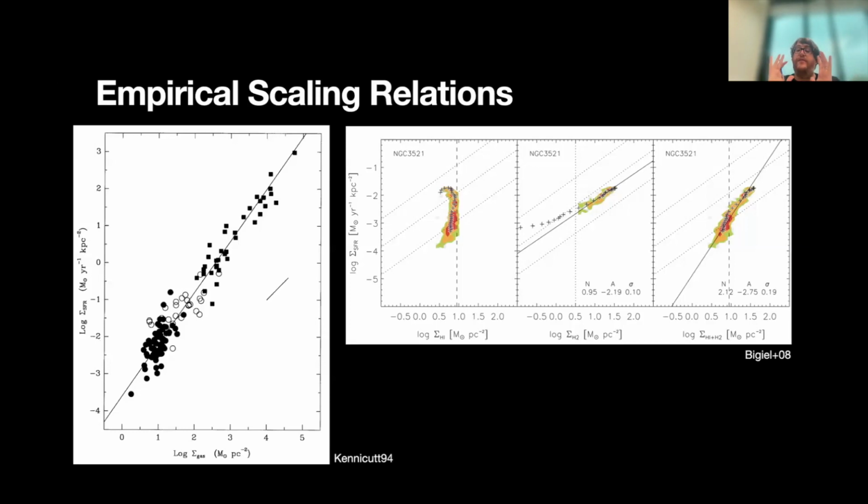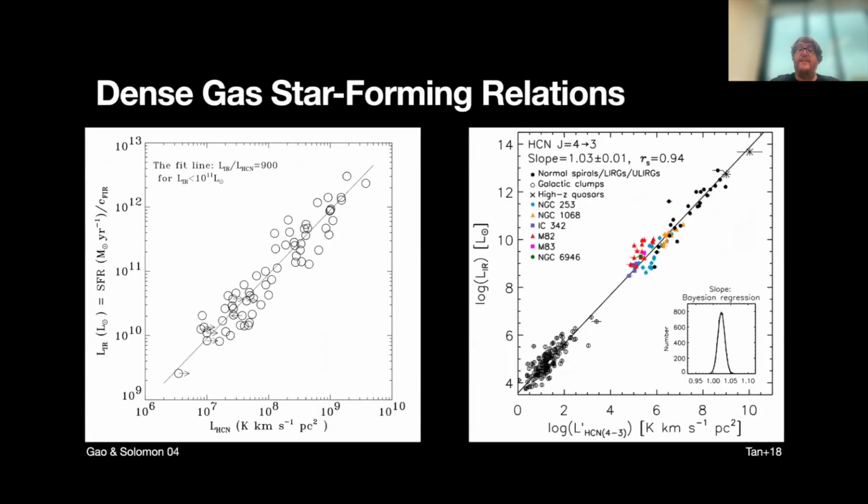But when you start to split it up into its constituent parts, its atomic and its molecular gas, this relationship doesn't hold. And again, I mentioned earlier that it doesn't hold at smaller size scales. But when we use dense gas, it does. It fits all of these things.